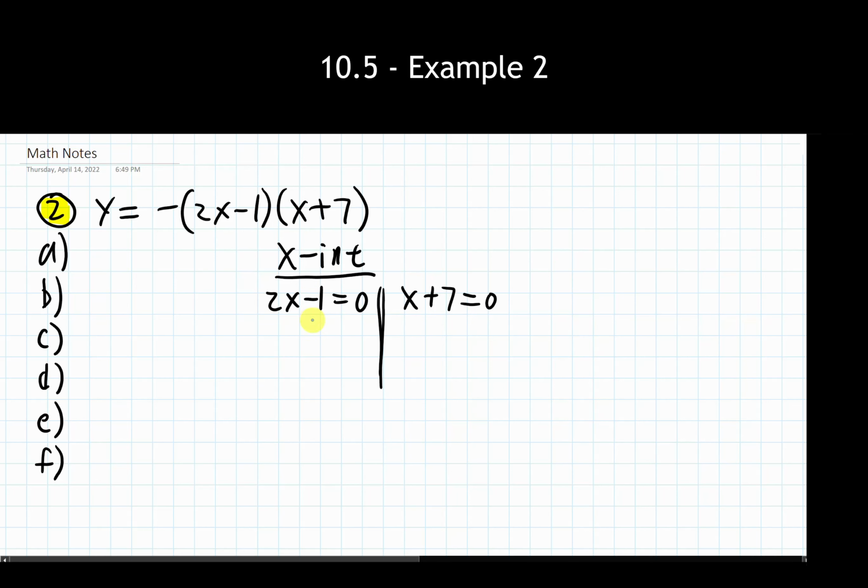Perfect. Our first one, I'm adding 1 to both sides. I get 2x equals 1. And then I need to divide both sides by 2. I don't want 2x, I want a single x. So I'm getting x equals 1/2. For the other one, I'm subtracting 7 from both sides, and I'm getting x equals -7.